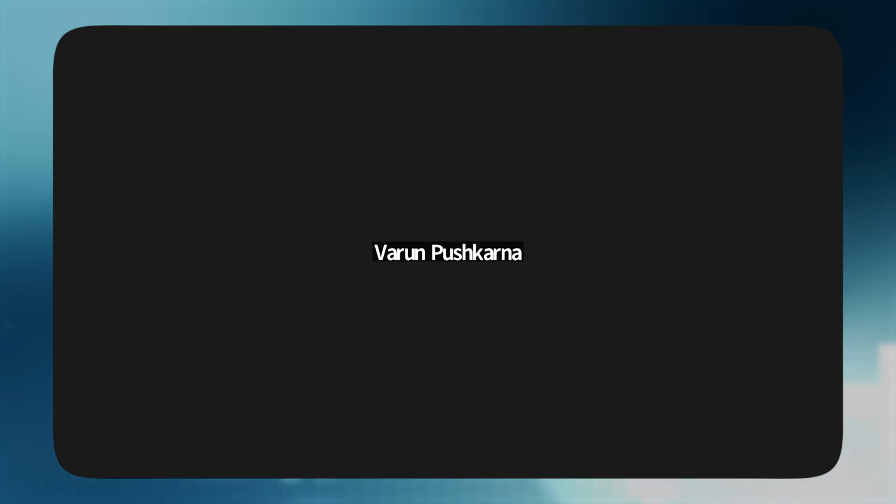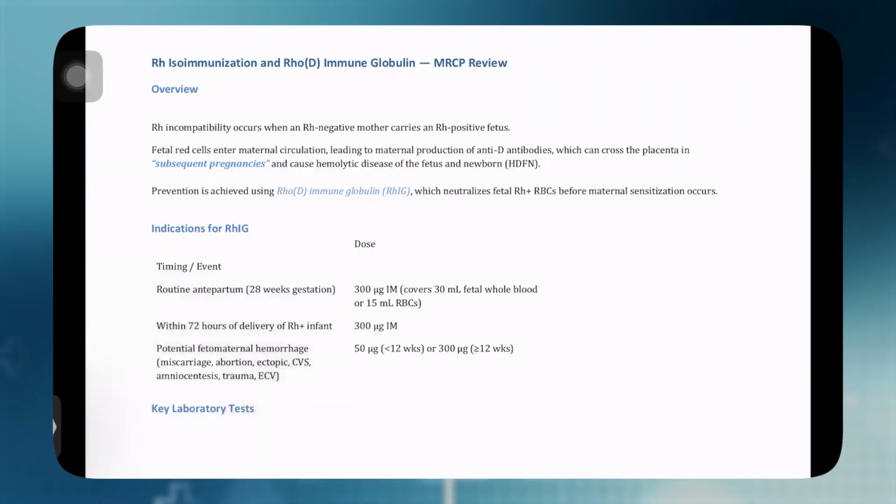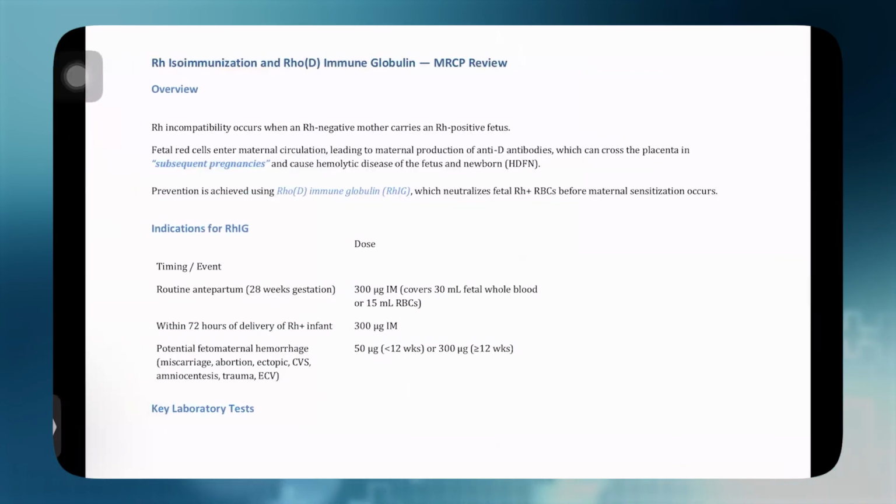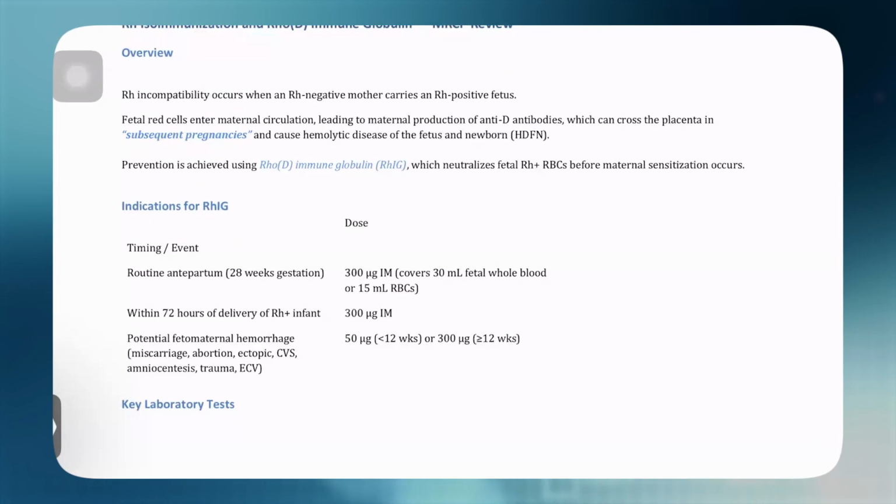So, we had covered most of the topics in the last class, and these are the remaining ones. So, we will be discussing whatever was left in the last class. A very important topic is Rh isoimmunization and the role of immune globulin. So, Rh incompatibility, when does it occur?